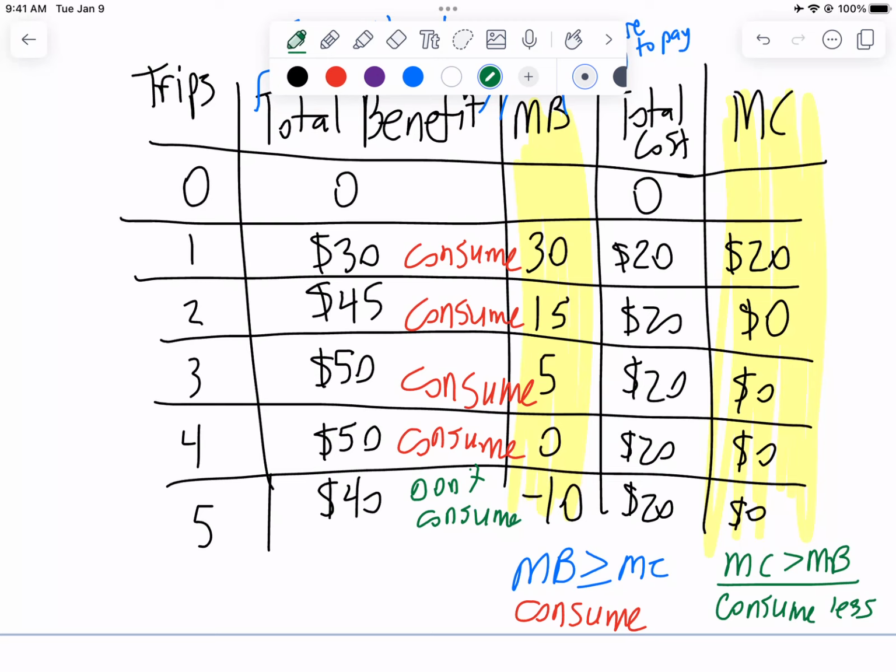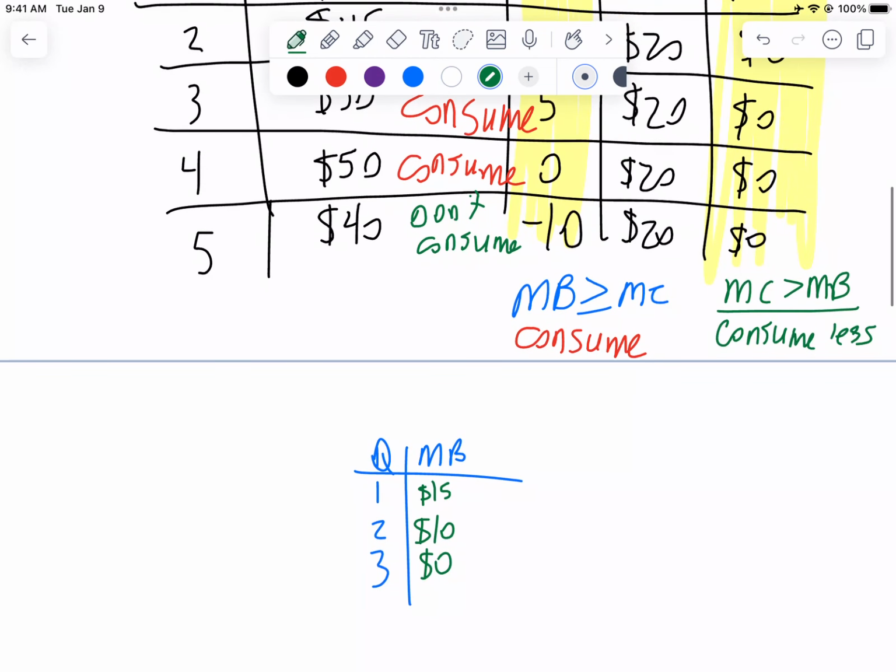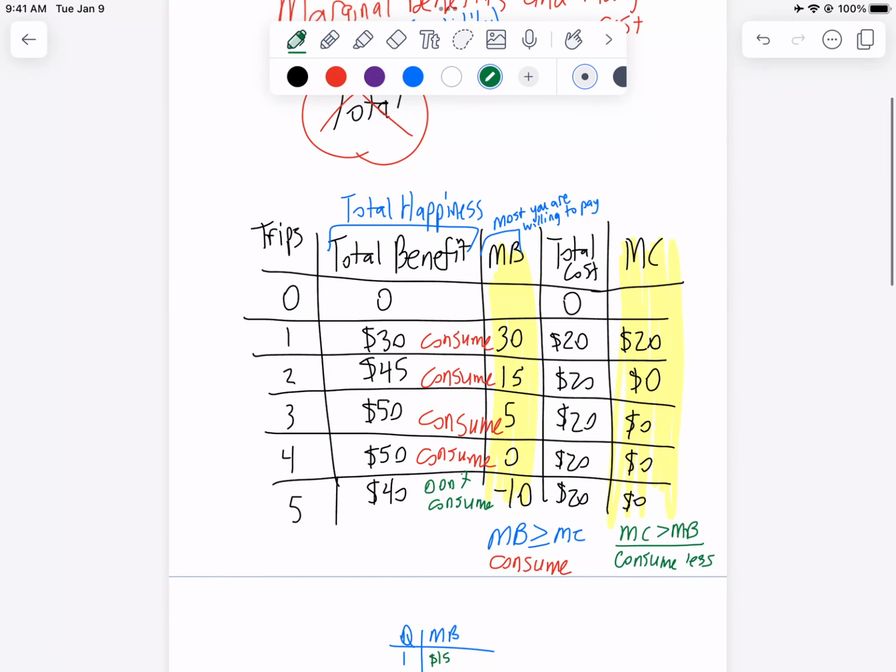Okay. So that's the marginal analysis. That is the marginal decision: the marginal benefit and the marginal cost. Do not look at the total. In economics, we only look at the marginal. We only look at the change per trip, per cup, per whatever. We only look at the marginal.